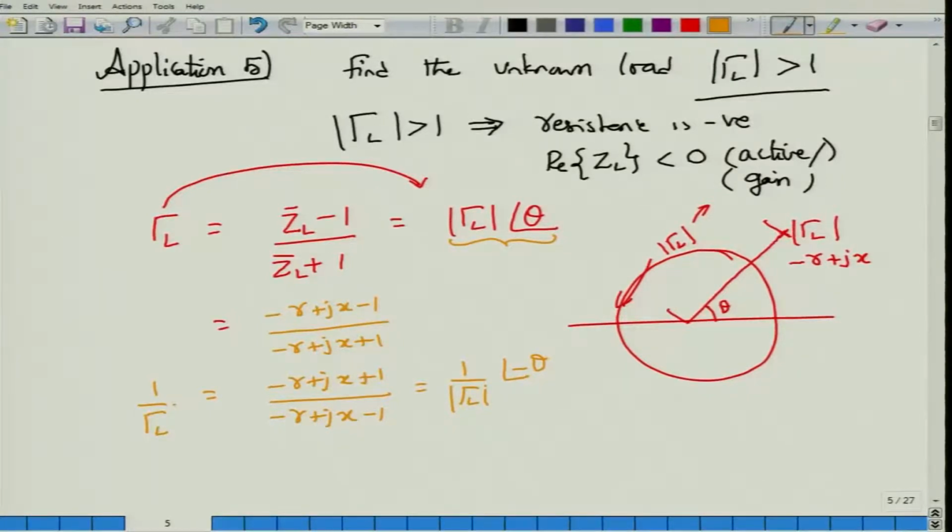Now, I do one more thing, I conjugate this, right. So, when I conjugate, I have to conjugate everywhere. Magnitude does not matter what we conjugate, but the angle minus theta now becomes plus theta. Where is plus theta? Which is on the same line. But now, what is the magnitude that you need to consider? That is 1 by magnitude gamma L. So, let us say that is this value corresponding to this magnitude gamma L. This is 1 by magnitude gamma L. So, let us say this is that length that I am considering and it lies exactly on the angle theta.